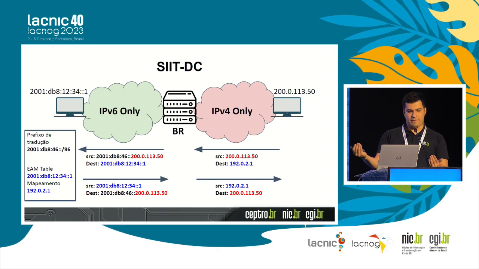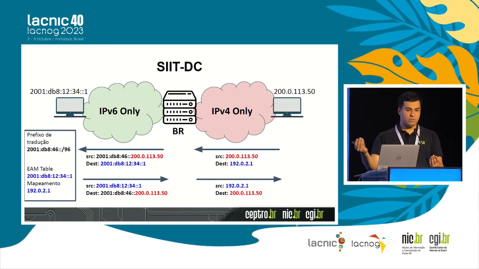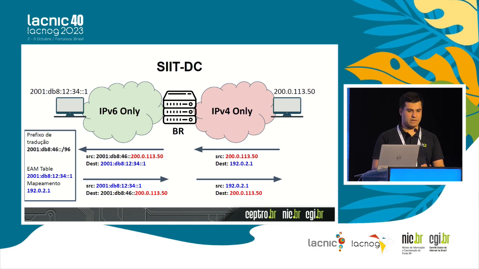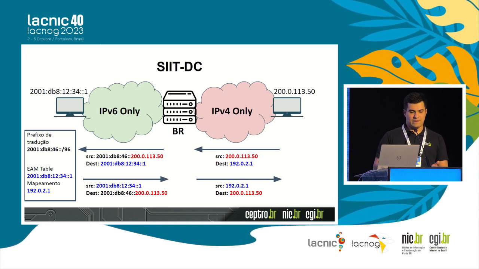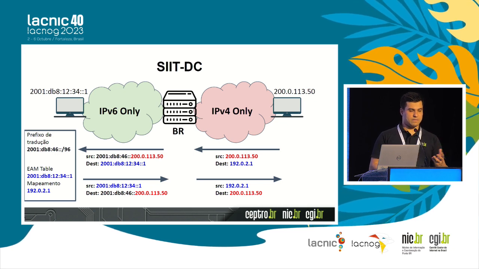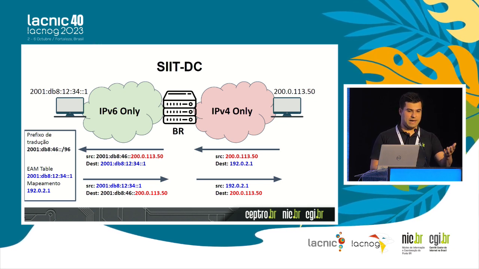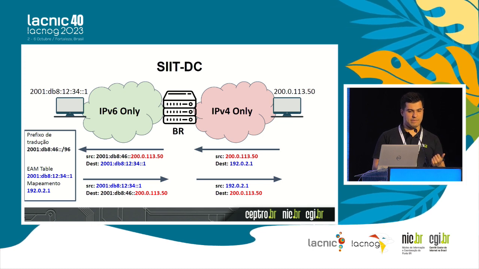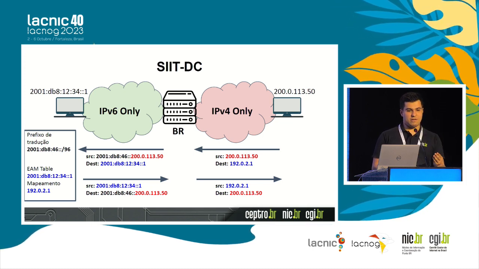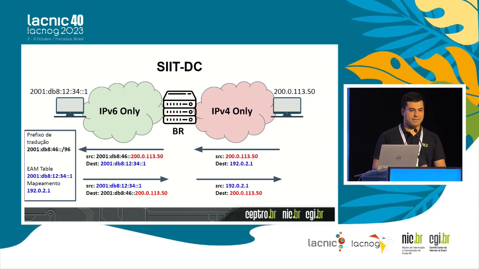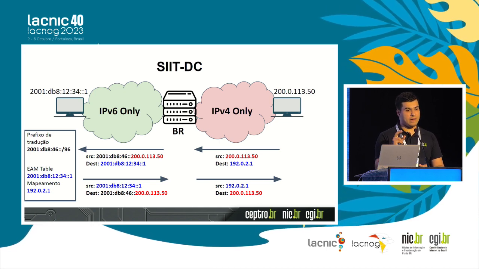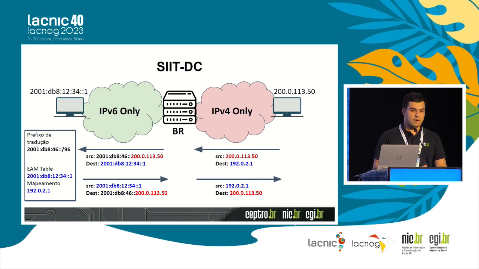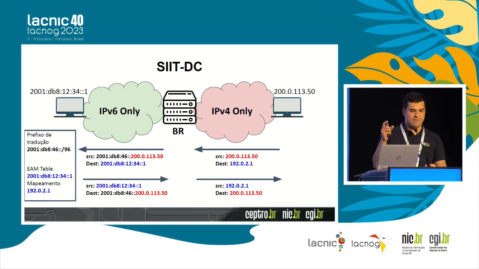This is the machine 2001:db8:1234::1, that wishes to receive from the 200.0.1.3.50. So what do we do here? The address has to be published in a DNS, so the IPv4 machine can transmit this message. It transmits the message, and it goes to machine BR. Once it receives a BR, then we have SIIT-DC operating with the optimized mapping.